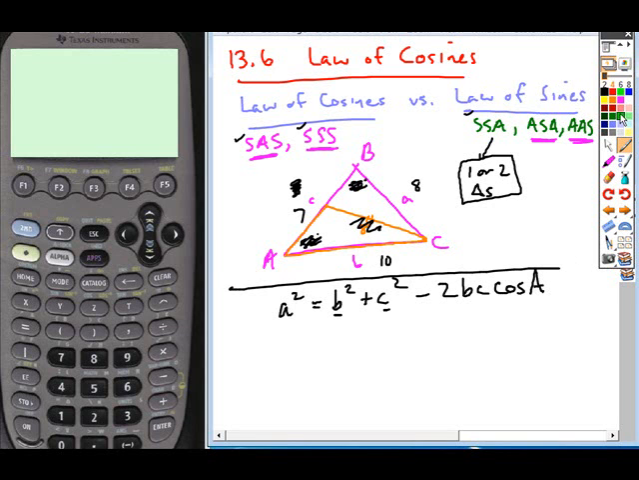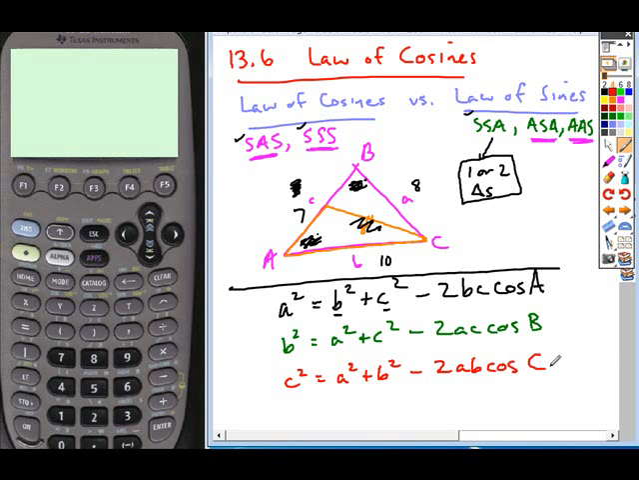Okay, so this is one way to write the law of cosines. There's three different ways to write it, all depending on which side you want to isolate. So what if the side we isolate is B? Then B squared is equal to the sum of the squares of the other two sides, minus twice the product of those sides, times the cosine of the angle opposite B, which is B. And then the final possibility, C squared is equal to A squared plus B squared, minus twice AB all times the cosine of C.